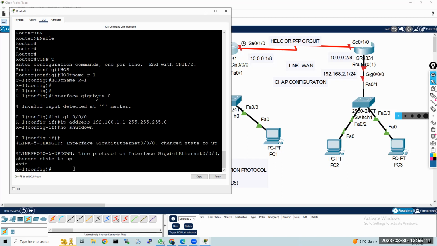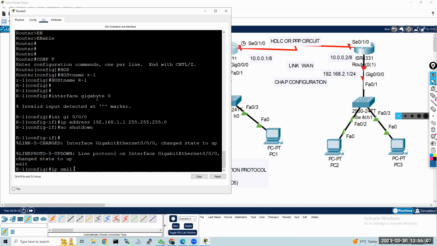Now IP DHCP. No, DHCP is not required here. You just give a static IP address on the serial interface.